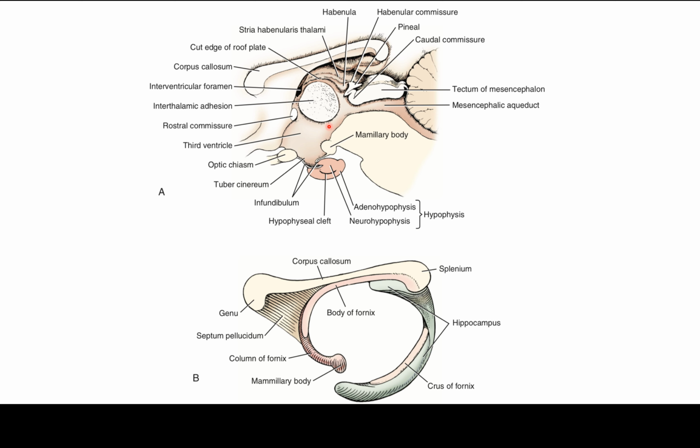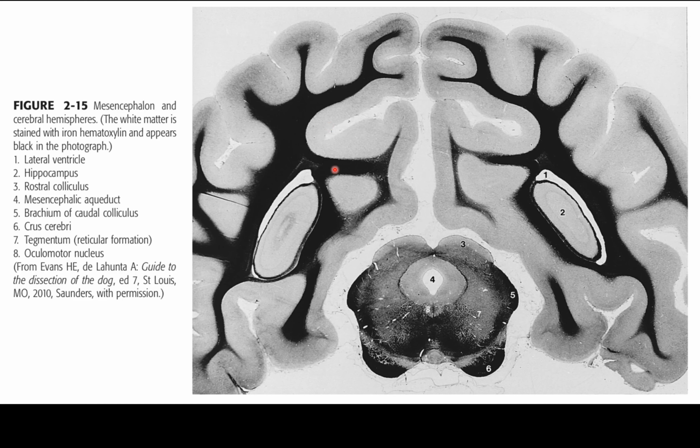It passes dorsal to the interthalamic adhesion, where its thin roof plate is attached on each side to the stria habenularis. On the next figure you can see the mesencephalon. The mesencephalon, also known as midbrain, is relatively short. It is nearly round on transverse section with a canal, the mesencephalic aqueduct, passing through it.